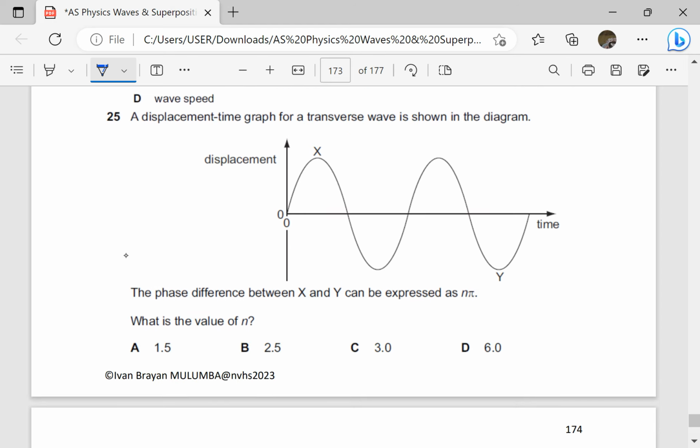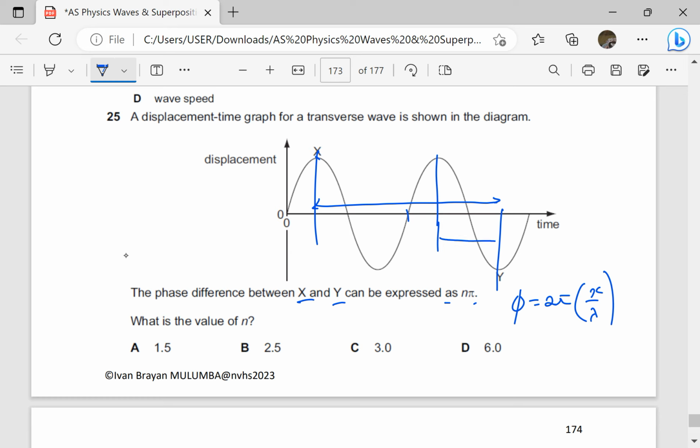The phase difference between x and y can be represented as n lambda. What is the value of n? So we know phase difference in terms of pi is going to be 2 pi into x over wavelength. Let's just say the wavelength is lambda. Let's now find the distance between these two points. So this is the distance we want. Between x and this point, that is wavelength, and this is half wavelength.